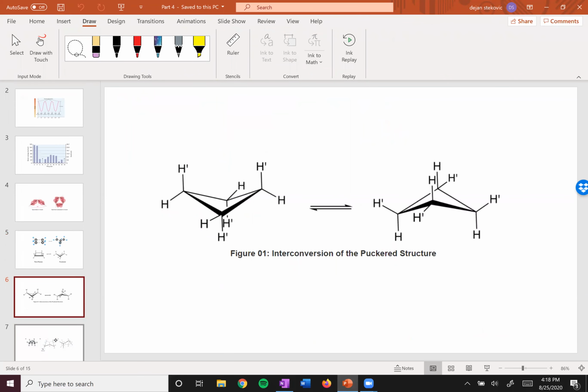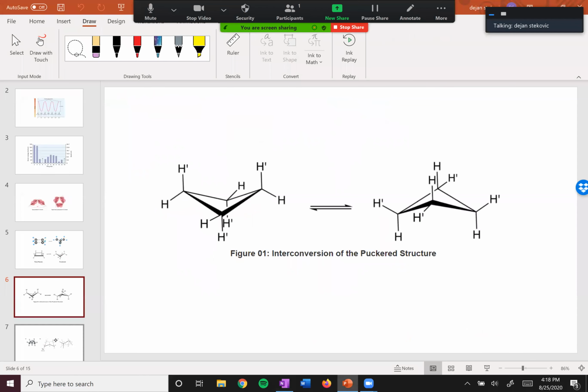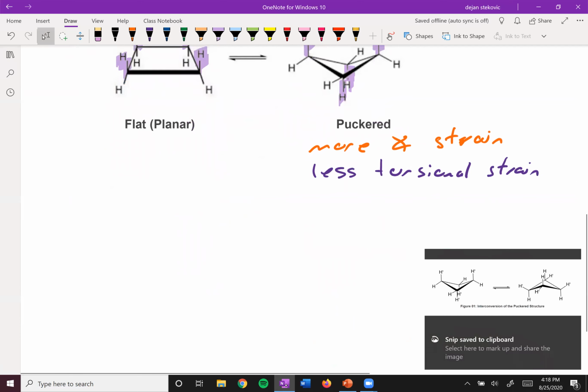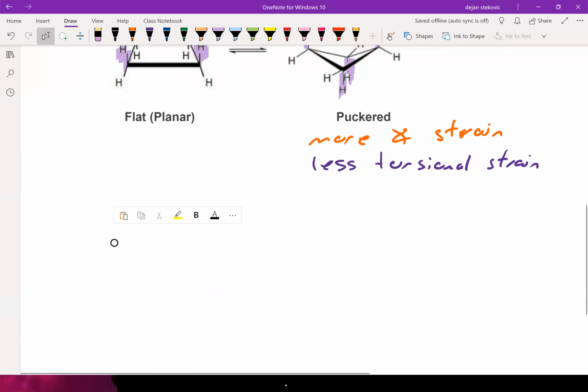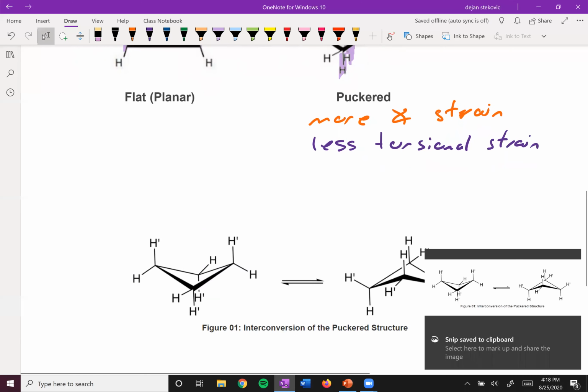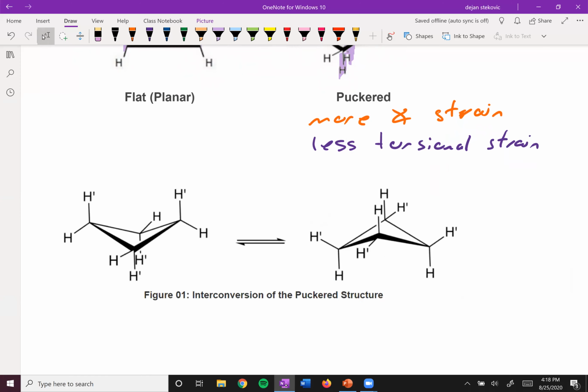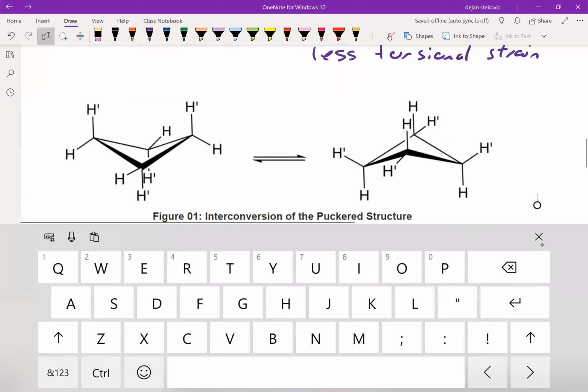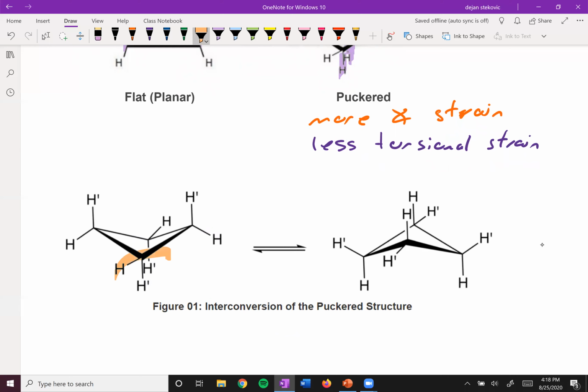Another cool thing, though, is that it can ring flip. And we'll learn about this later on with some of our more interesting compounds. But basically, these carbons can be puckered up or puckered down, and they can flip, they can interconvert from one side to the other, right? So you can go from these carbons being down to these carbons being up. And this is called a ring flip, which we'll see more of later on.